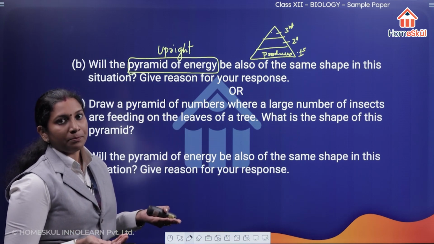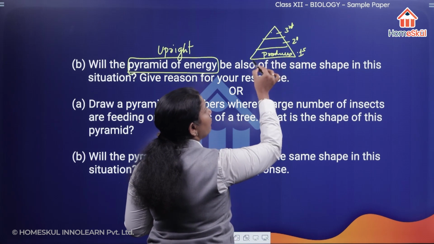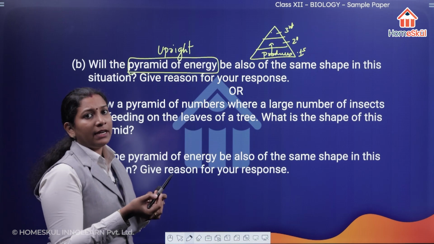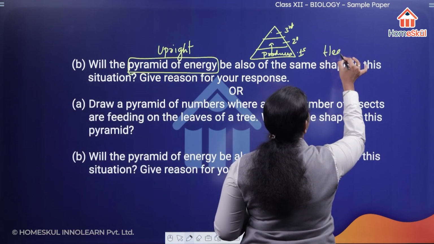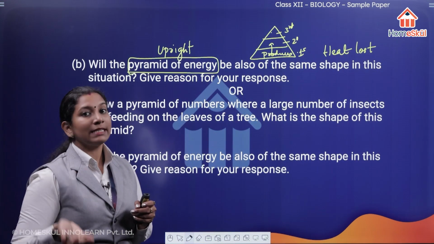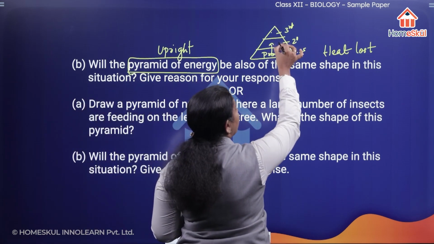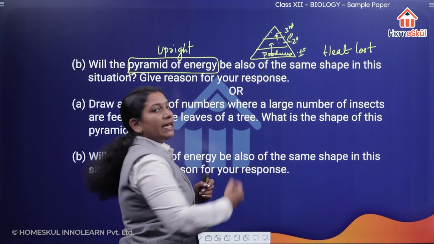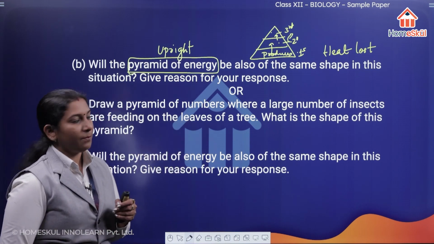What is the reason for this? We know that from each trophic level, that is, energy flowing from the first level to the next trophic level, some amount of energy will be lost as heat. You can expect some heat loss also. From the body of the organism, some amount of energy will be lost as heat, and the remaining amount of energy will be transferred to the next level. And from here also some amount will be lost as heat, and the remaining amount will be transferred to the next level, right. So this will be the fashion of this pyramid of energy, right.